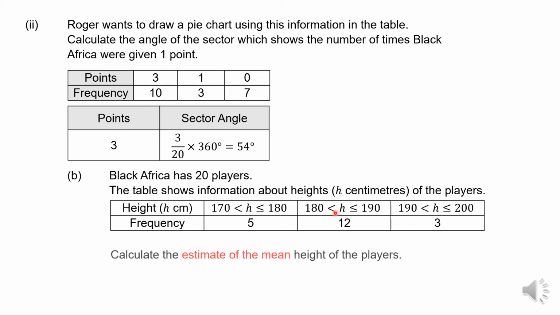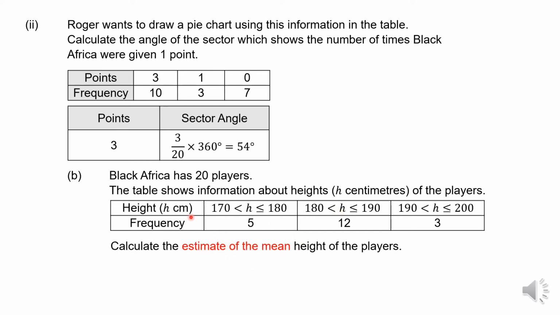So when they ask you to calculate the estimate of the mean, you have to average out that particular part. So you take the 170 plus the 180, you divide it by 2, because we don't know. That is why the mean is an estimate. We don't know the exact heights. We only know that 5 have a height between 170 and 180 centimeters, 12 have a height between 180 and 190 centimeters, and 3 have a height between 190 and 200 centimeters.